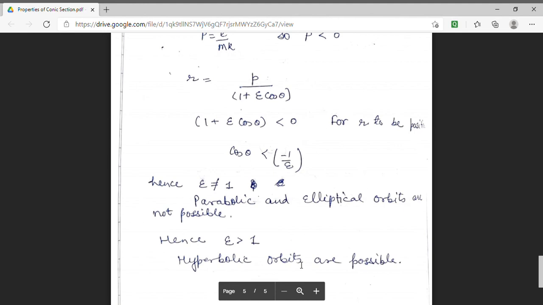So I hope you are able to understand the shape of the orbit under the condition of attractive and repulsive force, as well as the situation of epsilon, because it is the most important parameter, the deciding factor to determine the shape of our conic section.